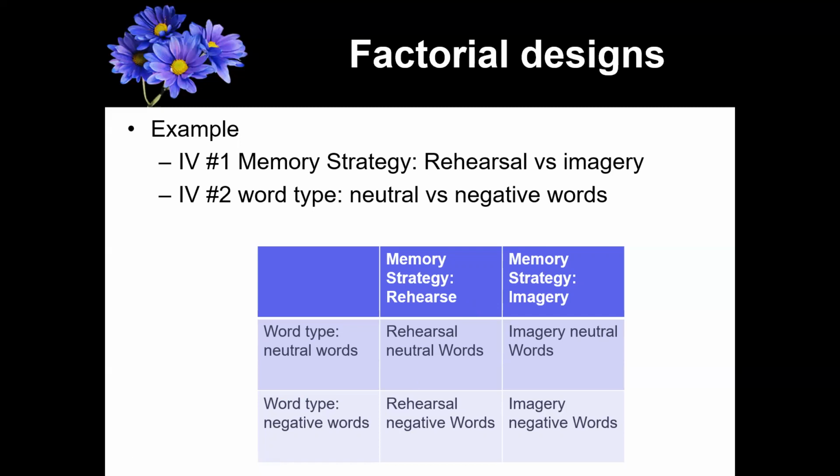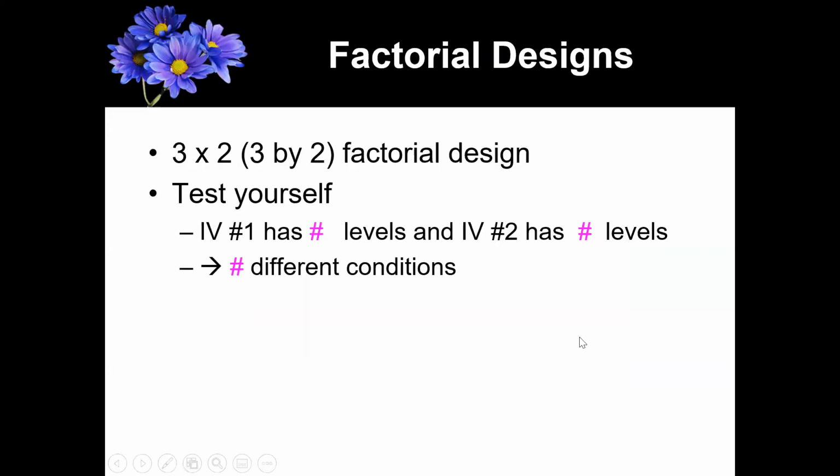Okay. All right. So that was a 2x2 design. How about a 3x2 design? Well, let's just take a minute, or you can take a minute and just look at this and try and unpack what this is going to mean. So think about how many independent variables there are and how many levels those independent variables have. And then lastly, how many conditions are we going to have?